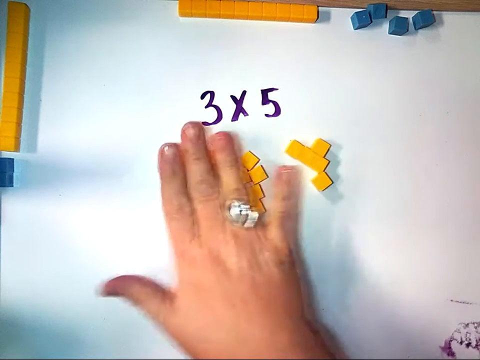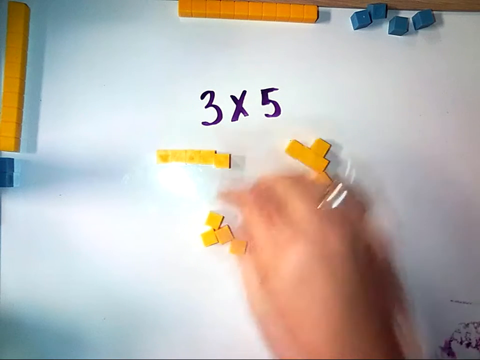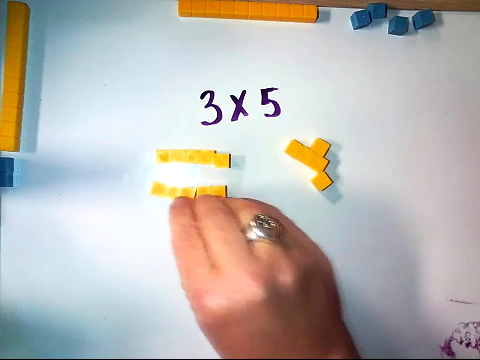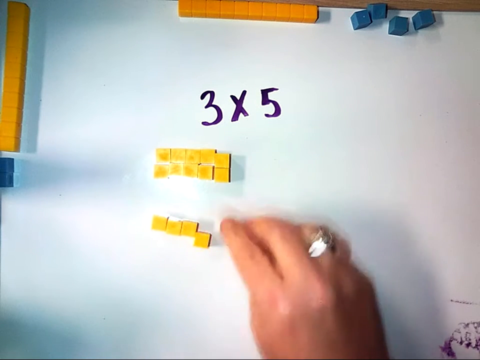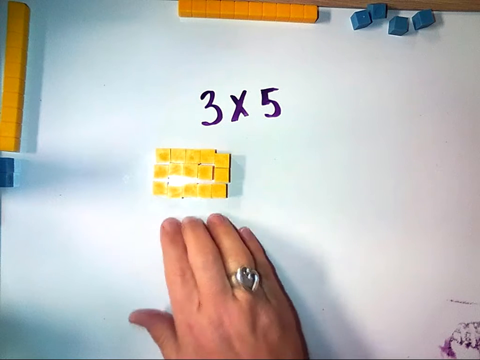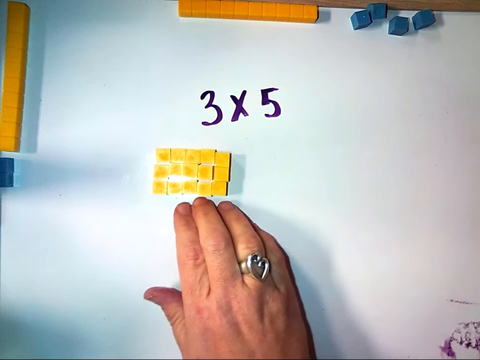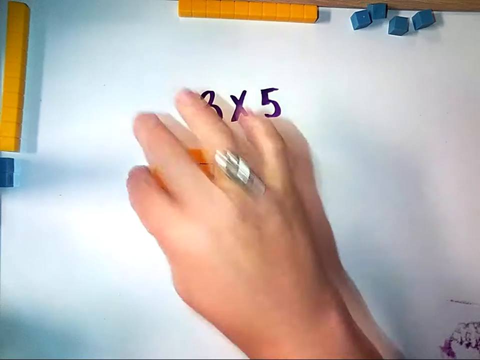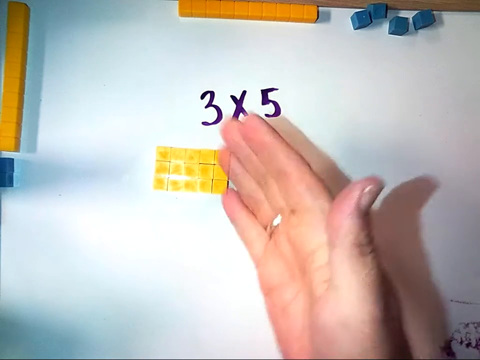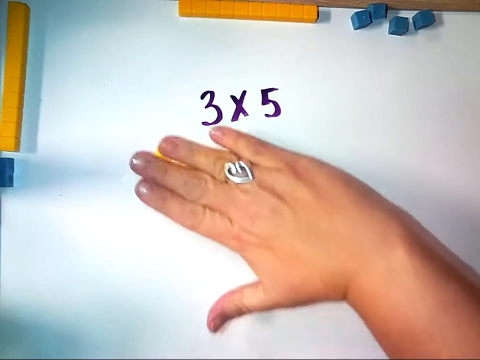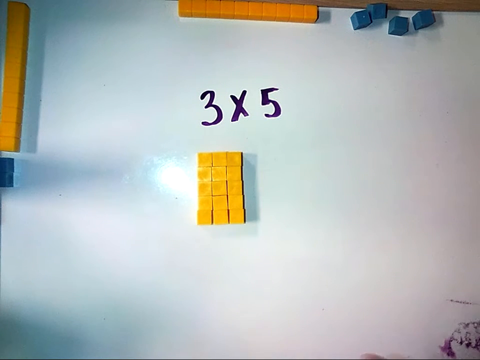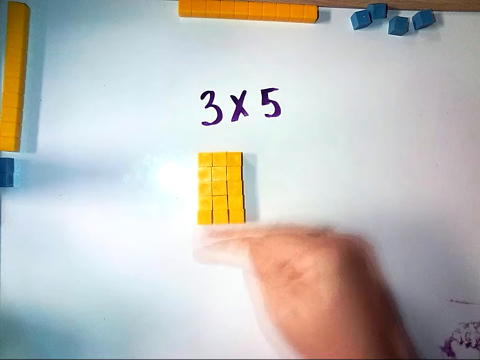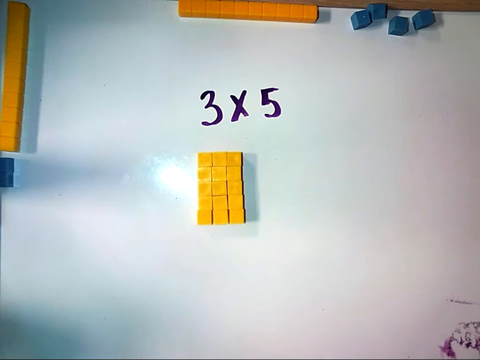we definitely want to begin to move those into an array, which is made up of rows and columns, and always makes a rectangle. So when we put them like this, then this represents our 3 rows of 5. 3 times 5 is 15. And then we can talk about the commutative property of multiplication, which means it doesn't matter which order the factors are in, you will get the same answer. So 5 rows of 3 is also 15.